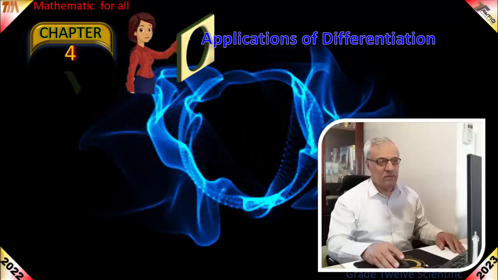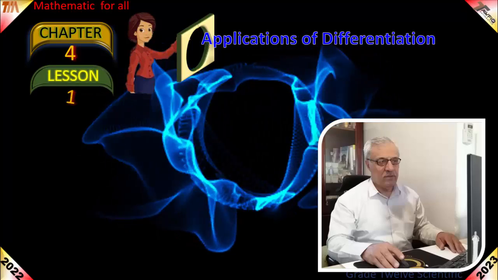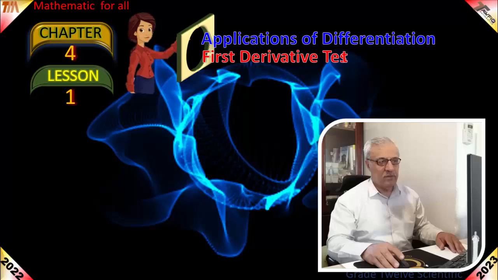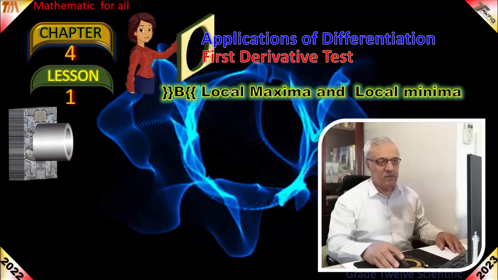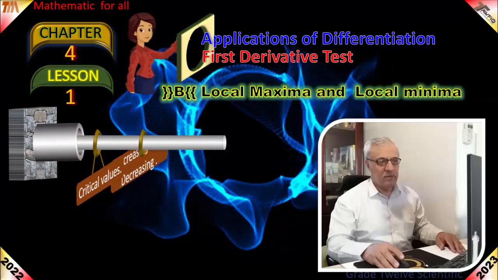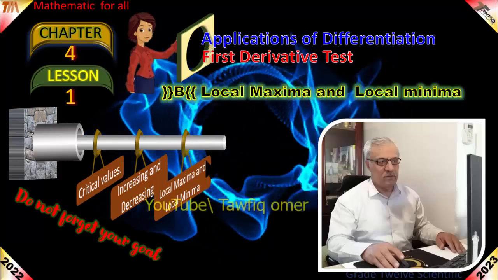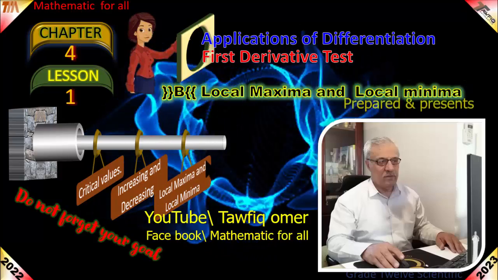For our lesson, we are talking about chapter 4, lesson 1, first derivative test, part B, local maximum and local minimum.